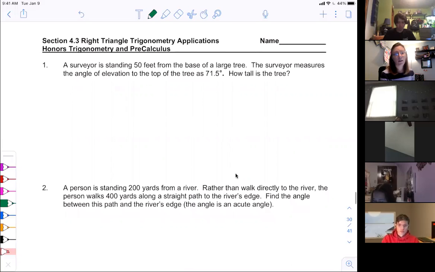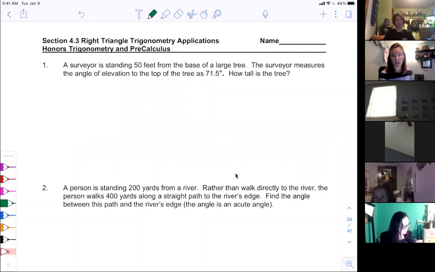Page 29 has 3 questions where you're going to draw a diagram from the problem, and then we're going to try and answer it using a trig function.